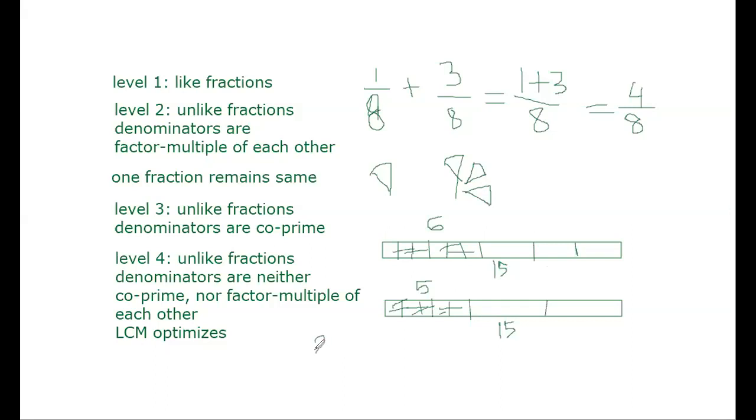So we started out with 2 by 5 plus 1/3, and that turned out to be 6 by 15 plus 5 by 15, and then once it is like fractions, you know what to do. Okay. So once you know how to get common denominator, so common denominator would be the common multiple of both the denominators.